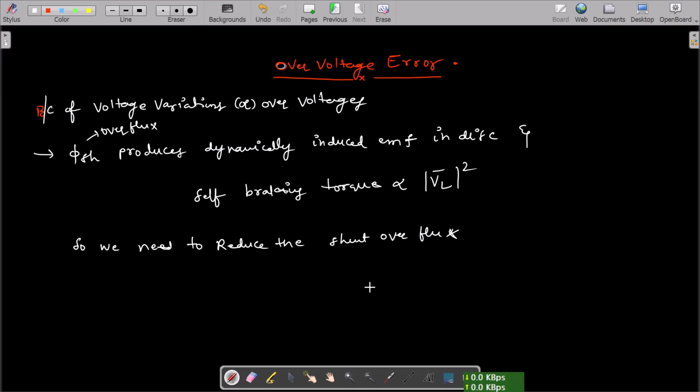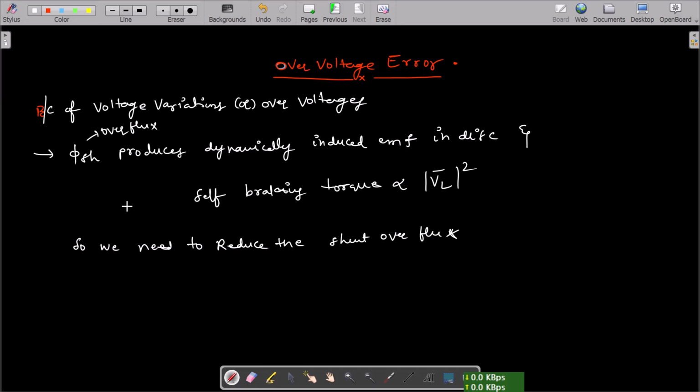This is done using two things. One, by using a saturable shunt magnet, which is similar to the saturable series magnet. Another is to produce holes on the shunt magnet, so that reluctance is provided because of those air holes. Then automatically that shunt flux will reduce, even when the over voltage increases. So the self braking torque produced will be reduced, because self braking torque is proportional to the voltage square or the shunt flux square, because it is caused by the interaction between shunt flux and the motional current.